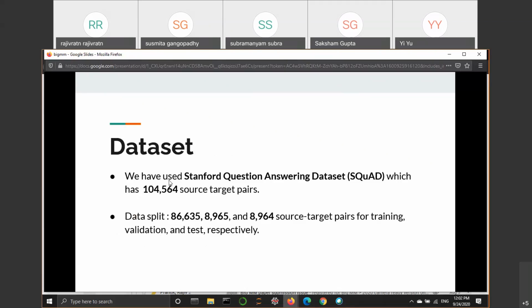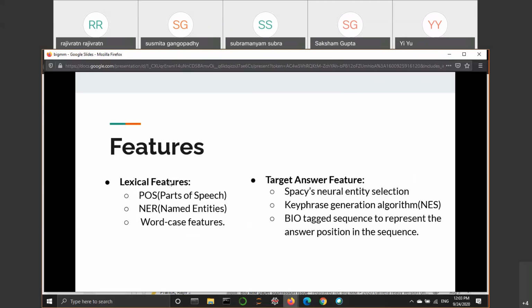For training our model, we have used the Stanford question and answer data set, which is the SQuAD 2.0. This data set mostly has a piece of text, its corresponding questions and its answers. So it's a huge data set. It has almost 1 lakh source and target pairs. And we have split our data set in this format as shown in the slide for training, validation, and test respectively.